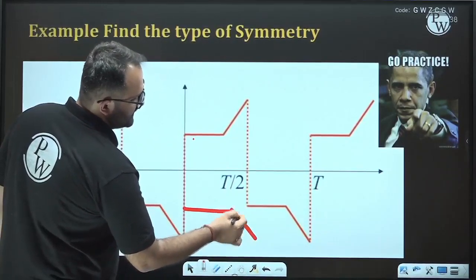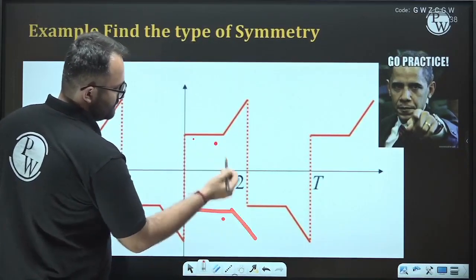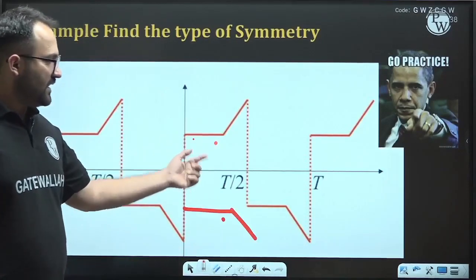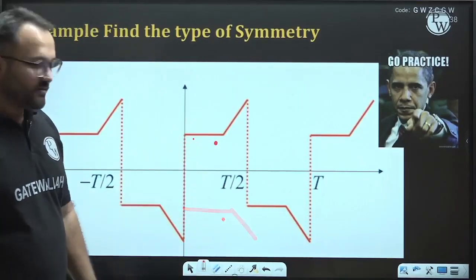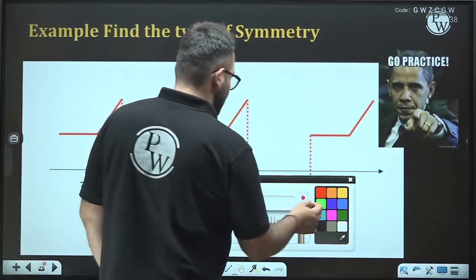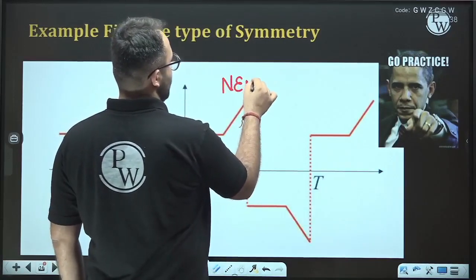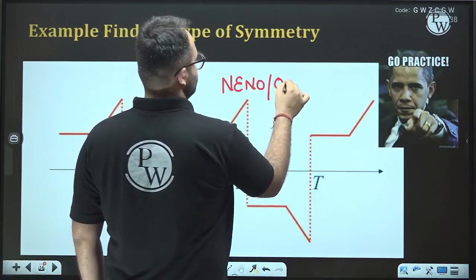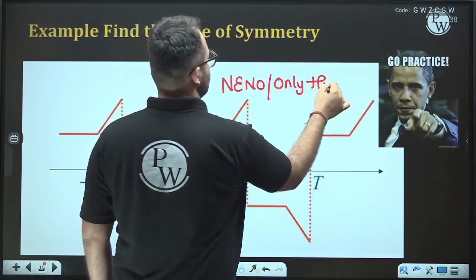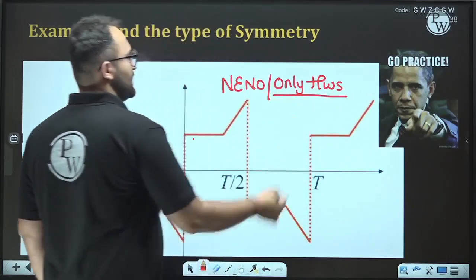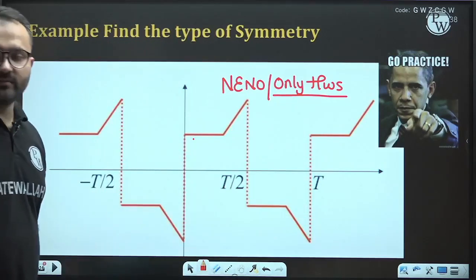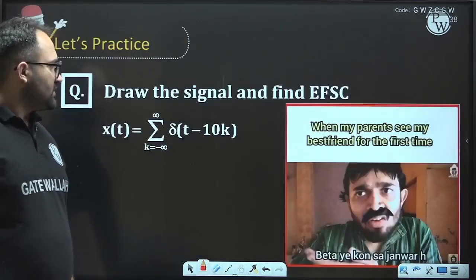So we can see that they are opposite to each other. The original signal and the shifted one will be opposite to each other. So this is half-wave symmetric, right? Neither even nor odd. Only half-wave symmetric. So these are the properties.